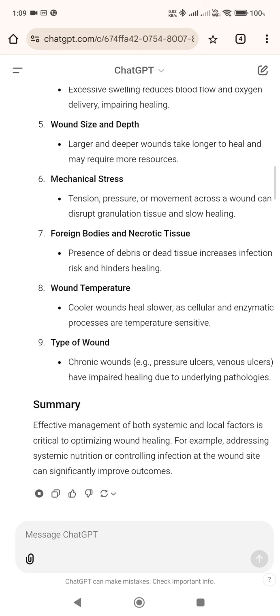9. Type of wound. Chronic wounds, e.g., pressure ulcers, venous ulcers, have impaired healing due to underlying pathologies. Summary. Effective management of both systemic and local factors is critical to optimizing wound healing. For example, addressing systemic nutrition or controlling infection at the wound site can significantly improve outcomes.